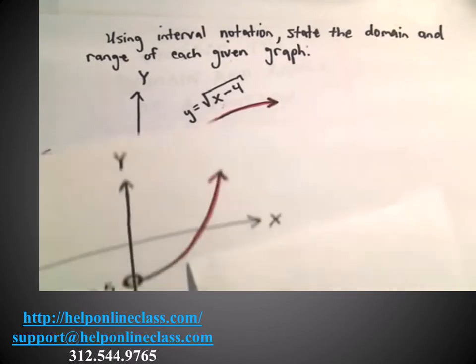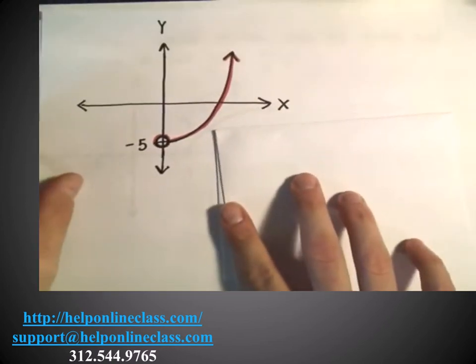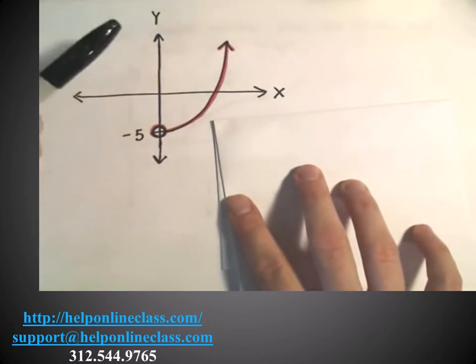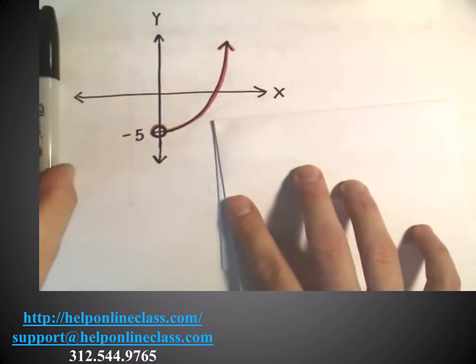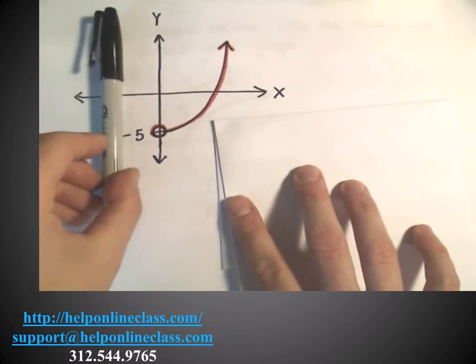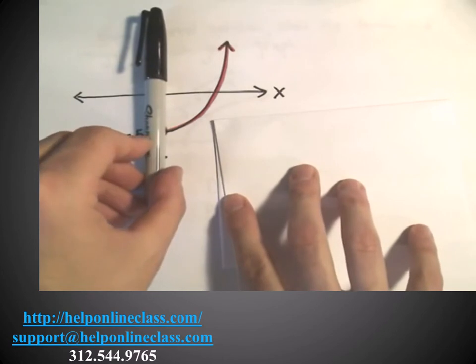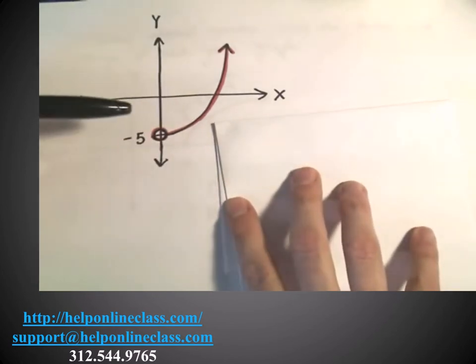Okay, so let's do the same thing on a couple more. This time we've got half a parabola. But again, to find the domain, I just move my pen left to right, not touching, not touching, not touching. At the y-axis, or correspondingly x equals 0, I'm still not touching.